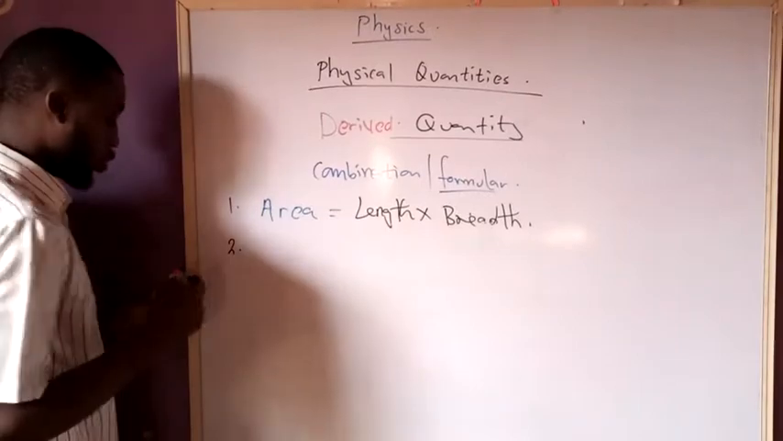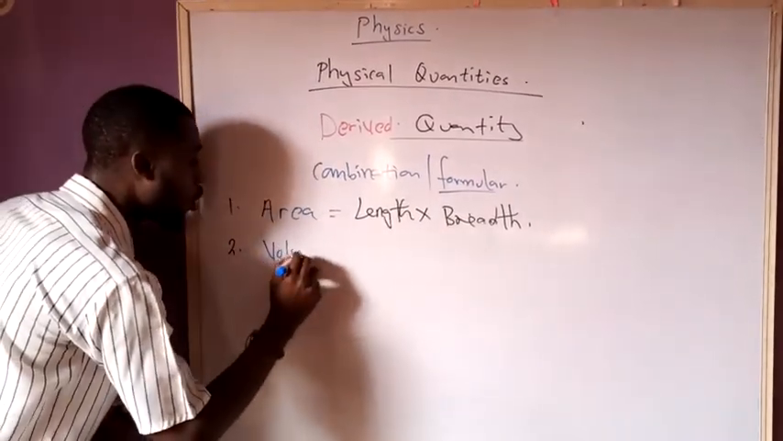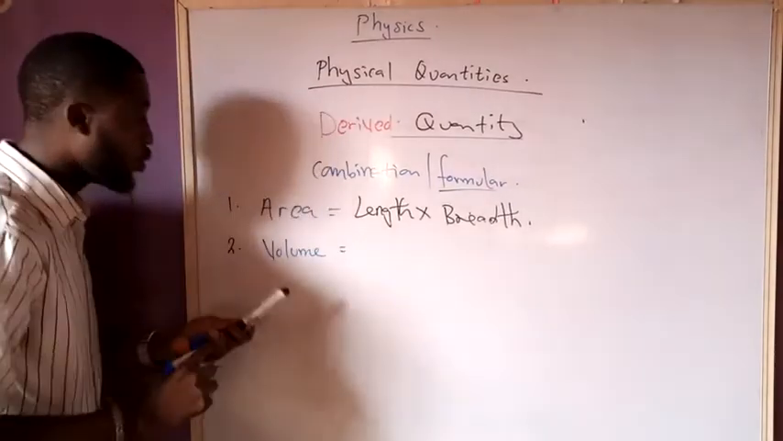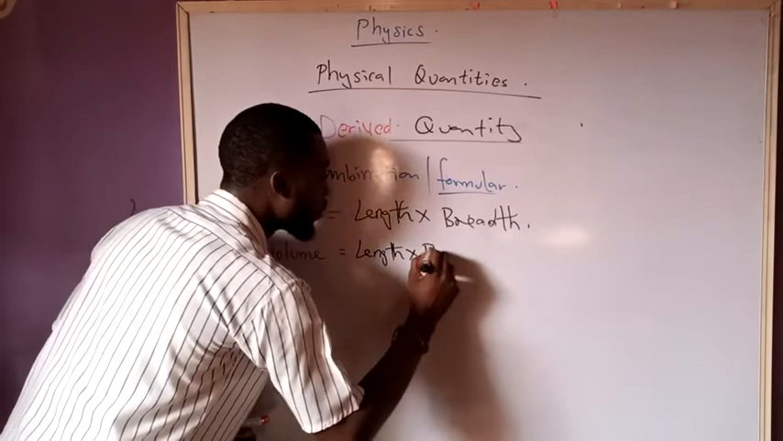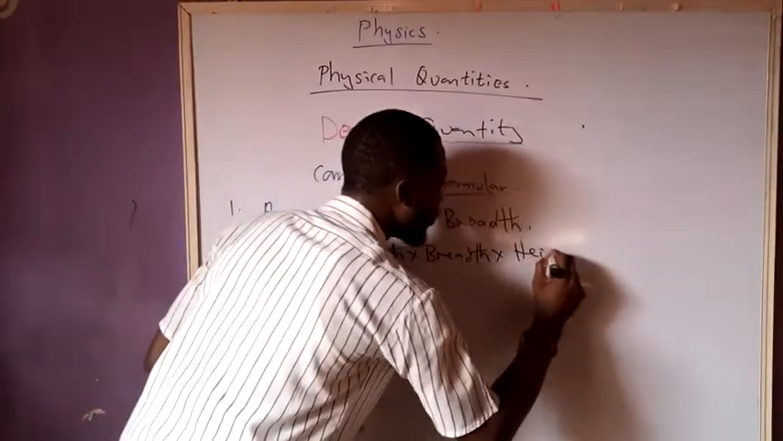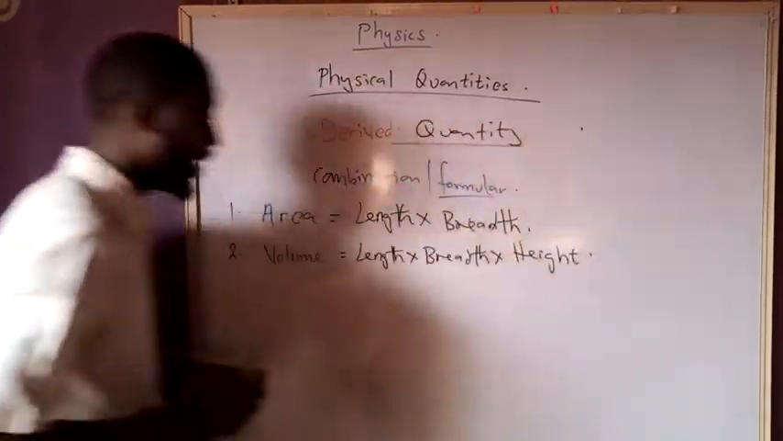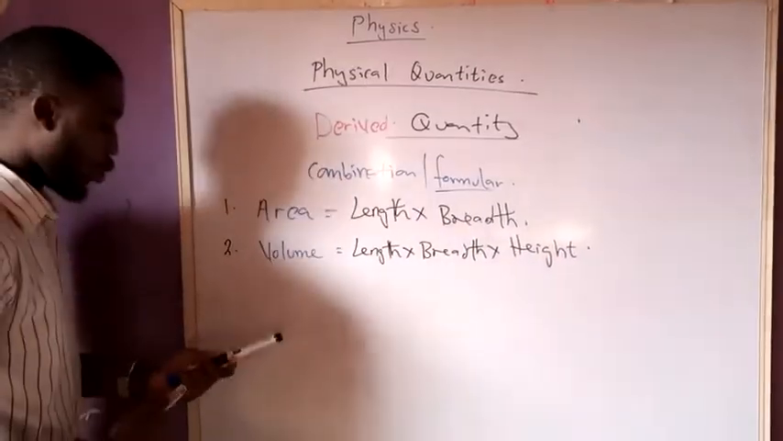Number two, we have volume. Volume is length times breadth times height. Length times breadth times height. A combination of three things to give us one quantity.